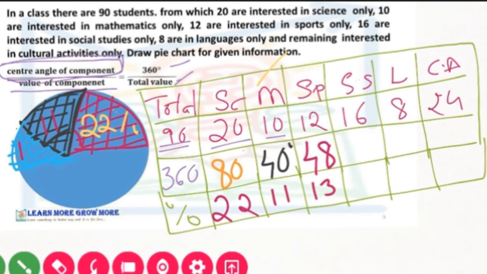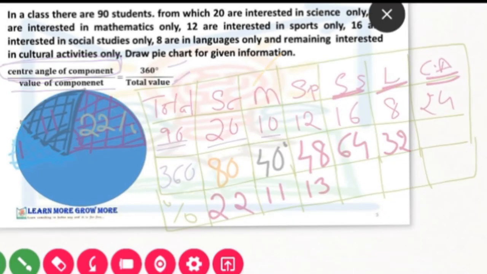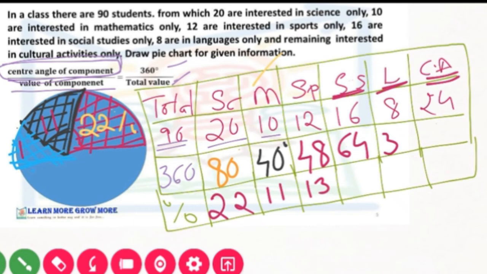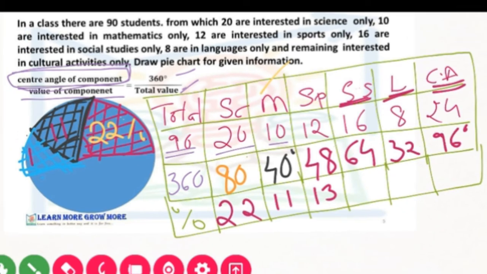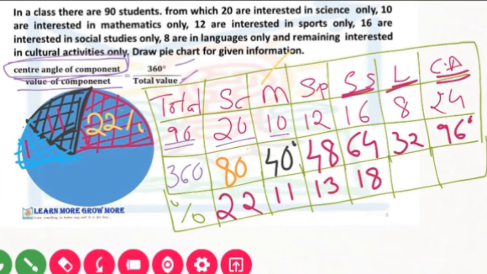By following the same steps, we can find the angles corresponding to social science, languages and cultural activities. For social science, we are going to get around 64 degrees, for languages 32 degrees, and for cultural activities 96 degrees. And the percentage values will be approximately 18 here, approximately 9 here, and approximately 27 here.